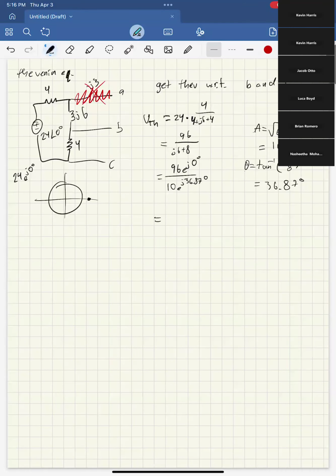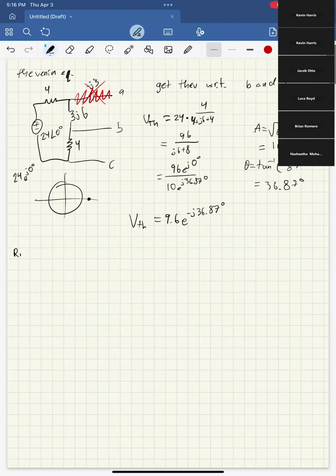Okay, you can divide 96 by 10 in your head. It's simply 9.6. And then 0 minus 36.87 is e to the negative j 36.87. Wow. And now this is our VTH. We've done it. We have the VTH. Very cool. Now we want to find the RTH.